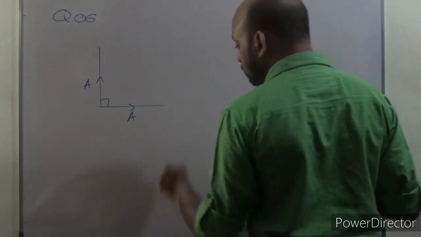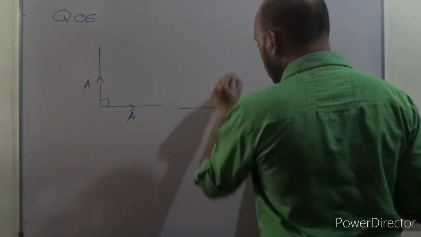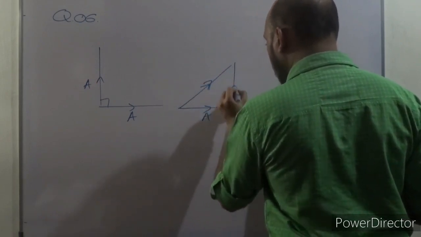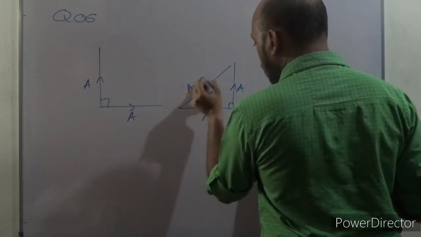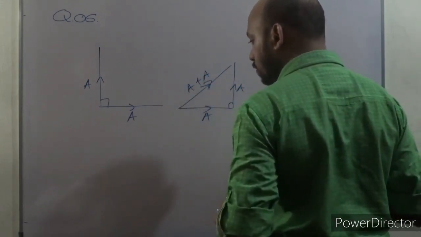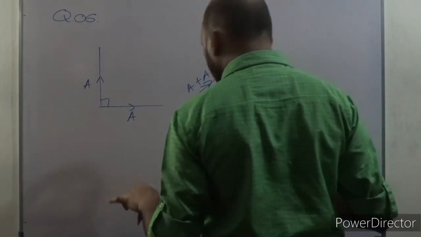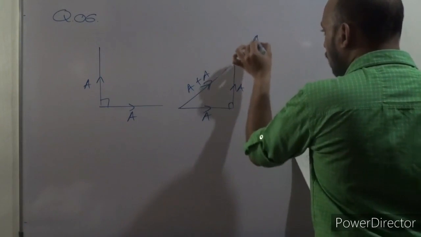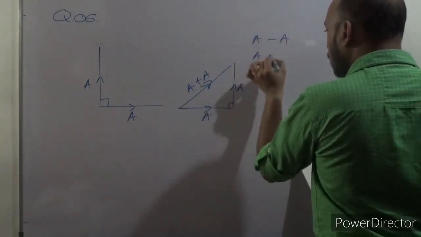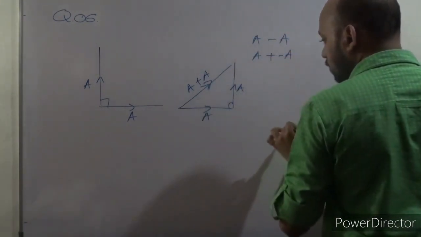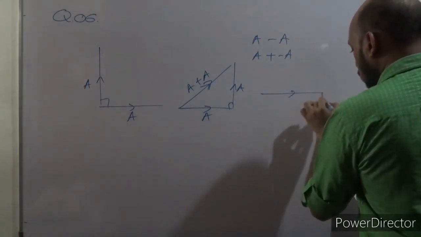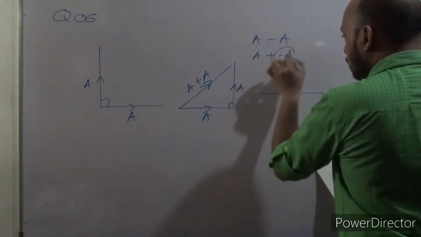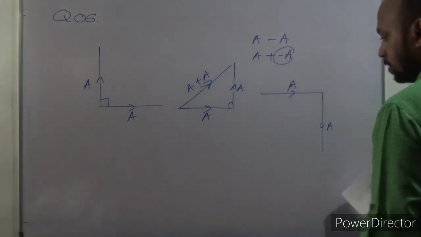If we consider the sum, since they are perpendicular, you can find the resultant using Pythagoras. Here a, here a, now here a plus a. Now the difference, a minus a, which means a plus minus a. Here a, now minus a is the opposite. We know if we multiply a vector by a minus sign, the direction becomes opposite.